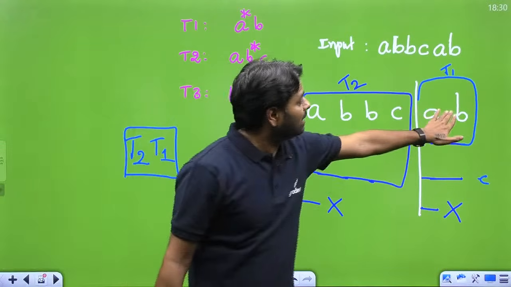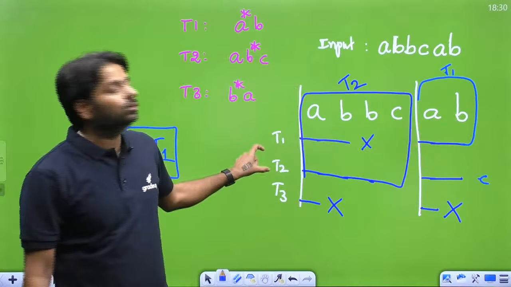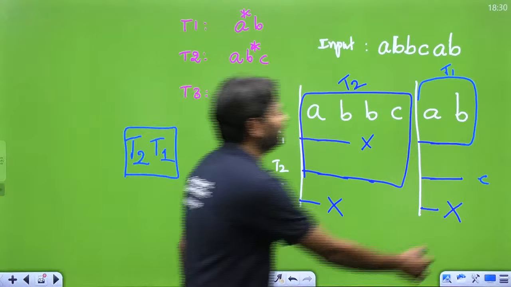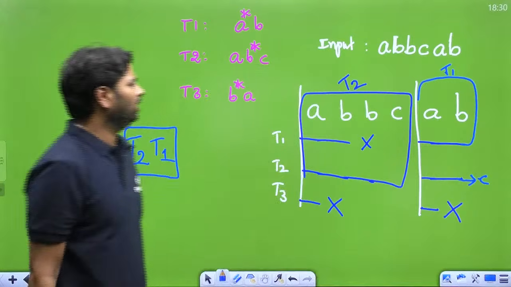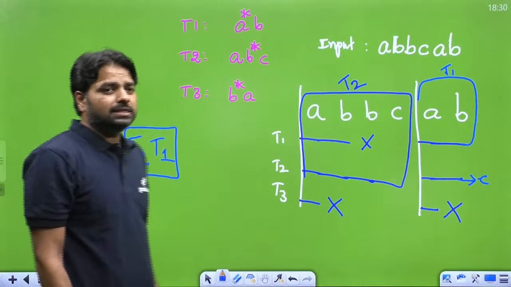Yes. If you don't have a B, if you have the C, then only T2 can win the race. But T2 fails to win the race because it needs a C more. Alright. So got the point? This is about lexical analysis.